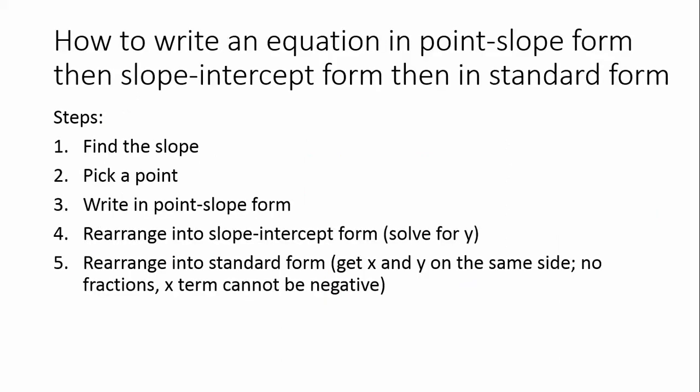Next we want to talk about writing an equation in point-slope form to slope-intercept form, then to standard form. So the first 4 steps are the same as before, but to get from slope-intercept to standard, we have to rearrange by, please note this, you don't have to write all of this, but I do want step 5 somewhere. You need to get x and y on the same side. We can't have any fractions, and our x term cannot be negative. So lots of rules here. No fractions, x term cannot be negative. So you'll see how we fix that.